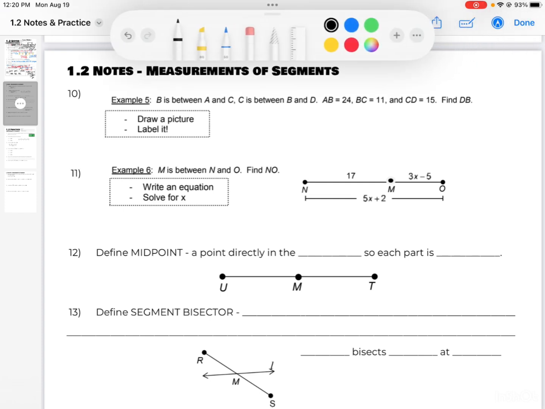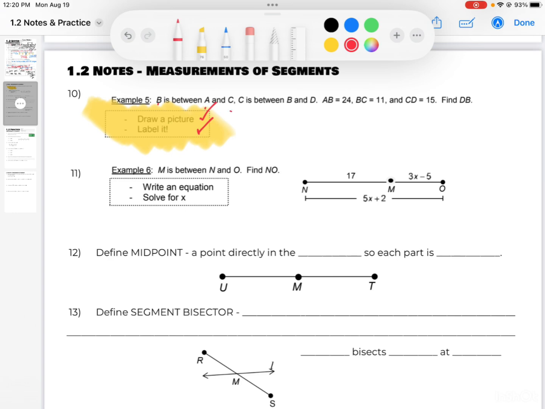We are now looking at measurement of segments. You've got some example problems here, and what I really want to point out is this section that says, can you draw a picture? And can you label it? Anytime you're reading a word problem in here, you should be labeling what you're reading. For example, this says B is between A and C.